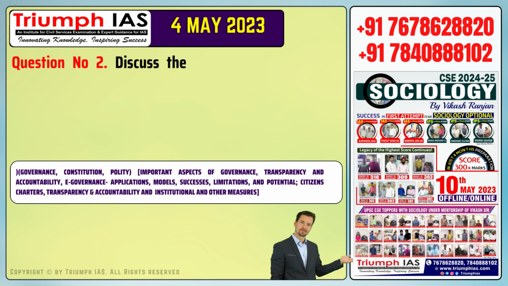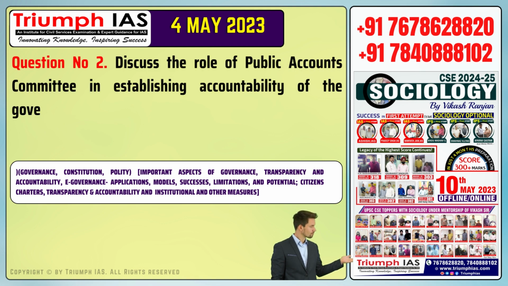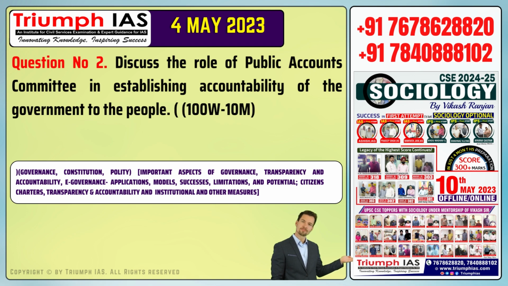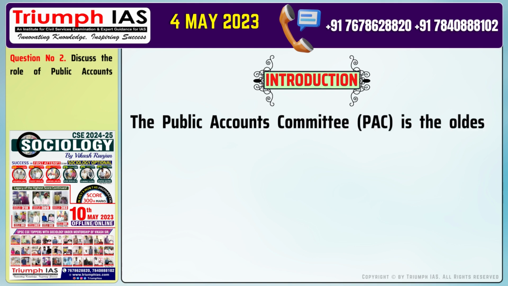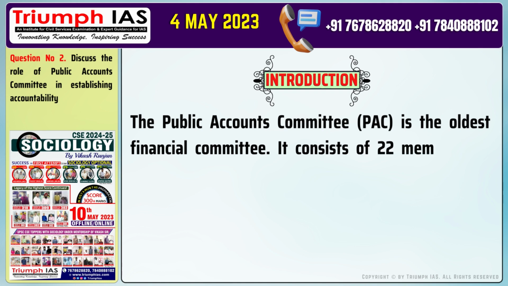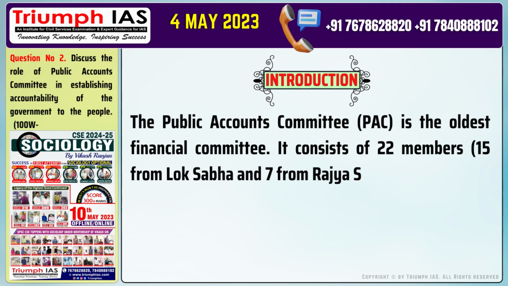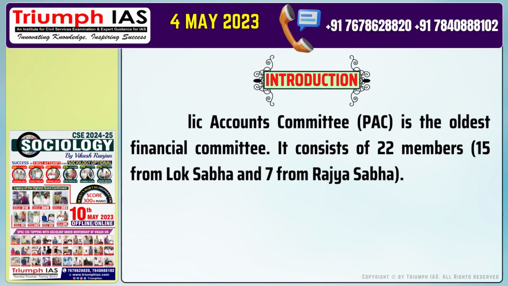Question number 2. Discuss the role of Public Accounts Committee in establishing accountability of the government to the people. Let's start with the introduction of the answer. The Public Accounts Committee, PAC, is the oldest financial committee. It consists of 22 members, 15 from Lok Sabha and 7 from Rajya Sabha.